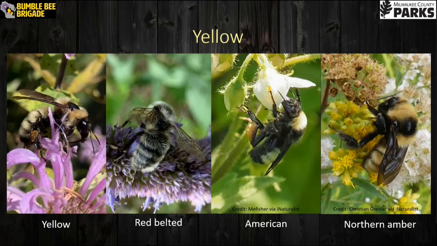Certain morphs of red belts have yellow extending far down the abdomen, like the yellow bumblebee, but notice how the red belt has these intermixed black and yellow hairs that can set it apart from the solidly yellow hairs of the yellow bumblebee.